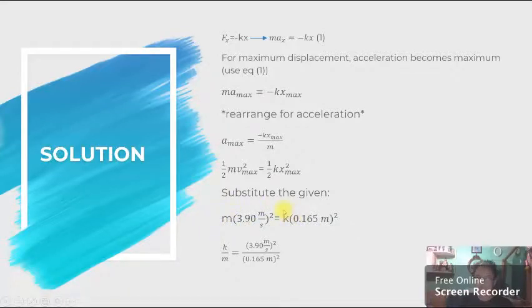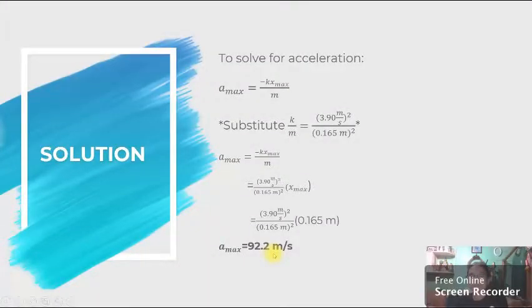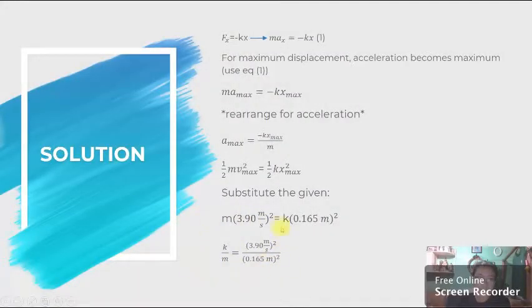So we're just going to divide, and then k over m will be equal to 3.90 meters per second squared over the x max squared. This is our temporary answer.